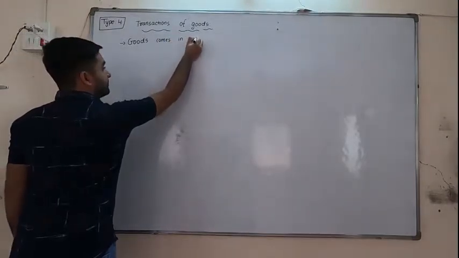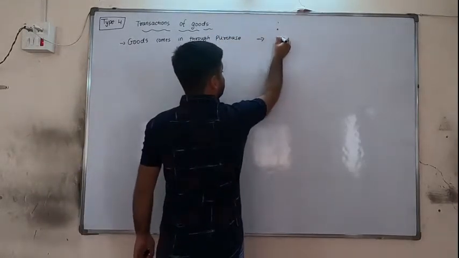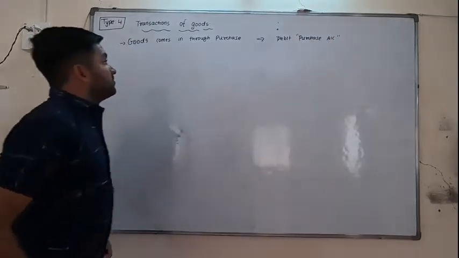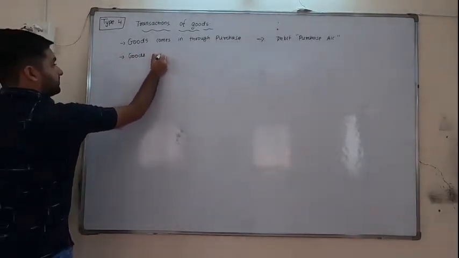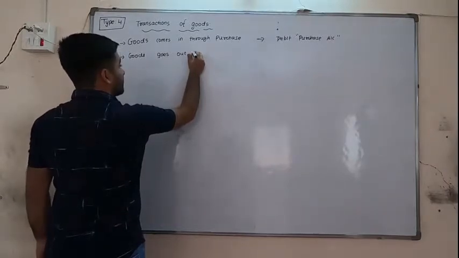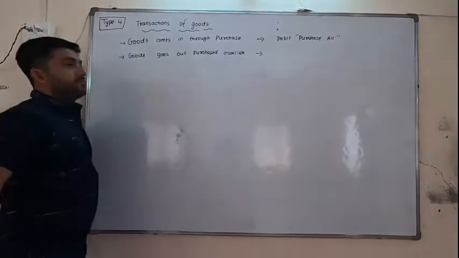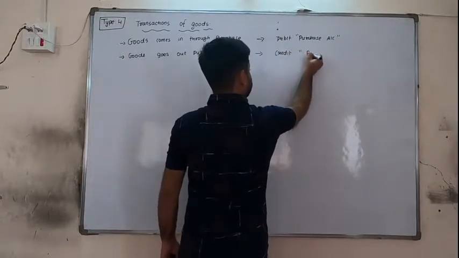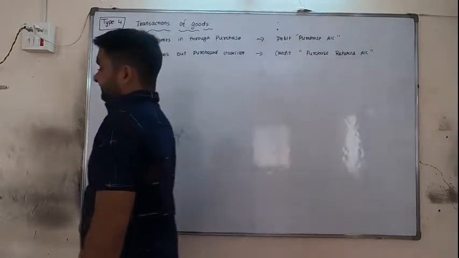Goods come in through purchase. Debit purchase account. When the goods are coming in through purchase, debit purchase account. Goods go out, purchased earlier. When the goods are going out which were purchased earlier, so instead of debit, now credit purchase returns account.